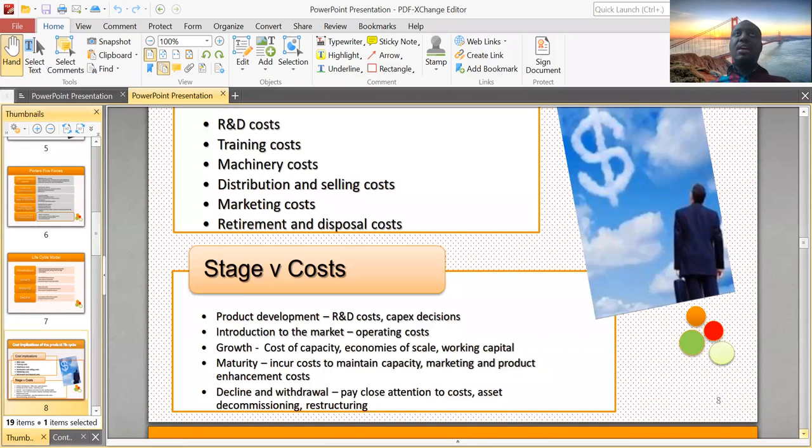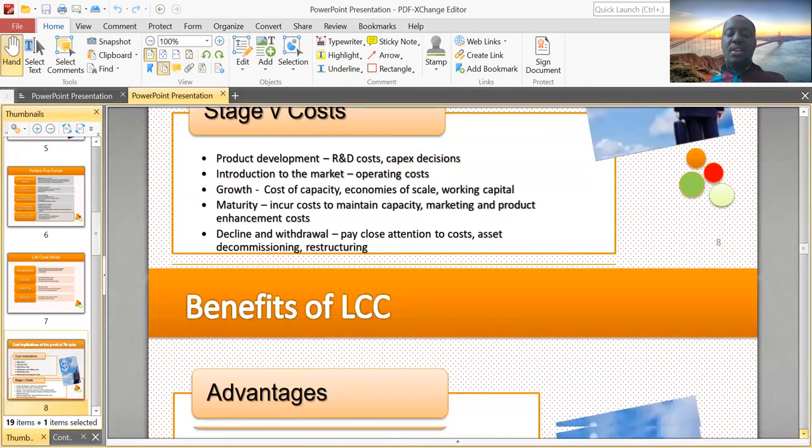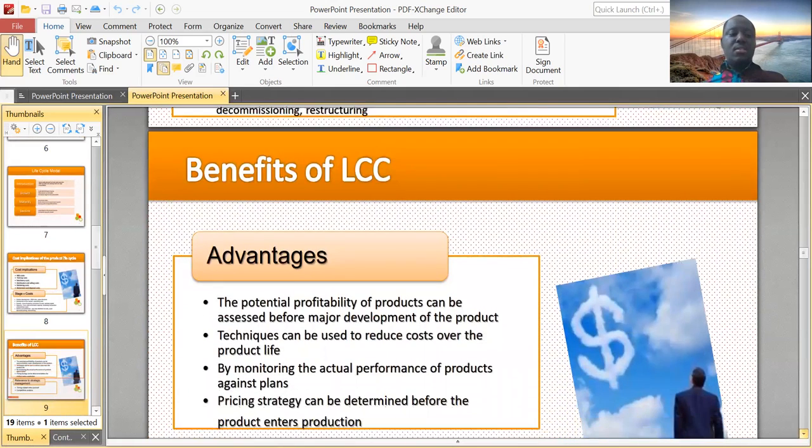Then there's also the decline and withdrawal stage. At this stage, some of the costs you incur here are restructuring costs and asset decommissioning costs. These are all costs you incur in order to leave the industry or leave the market. So these are some of the stages and their respective costs. The reason why I'm mentioning this is, as a business, you need to understand these costs and how you would manage them. Very, very key.